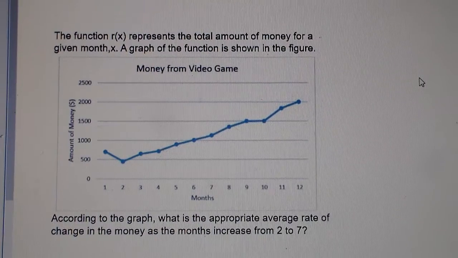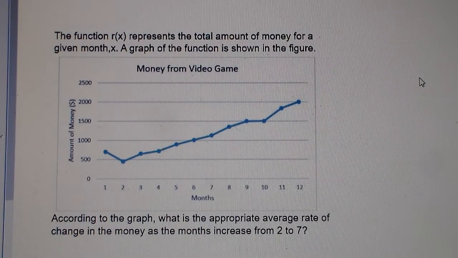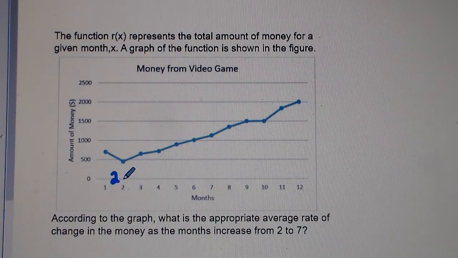So a function r of x represents the total amount of money for a given month x. A graph of the function is shown in the figure, as we see here. According to the graph, what is the approximate average rate of change in the money as the months increase from 2 to 7? So from 2 to 7, so that's 2, 500 is the one coordinate. And the other coordinate is at 7, approximately 1200.